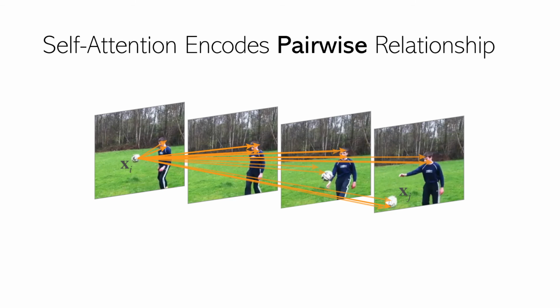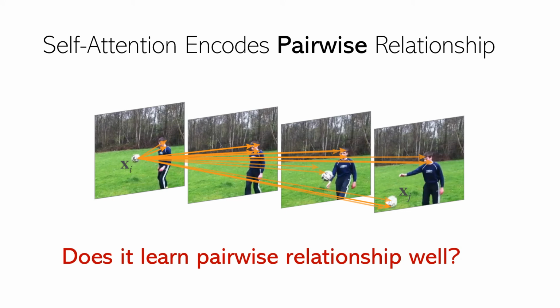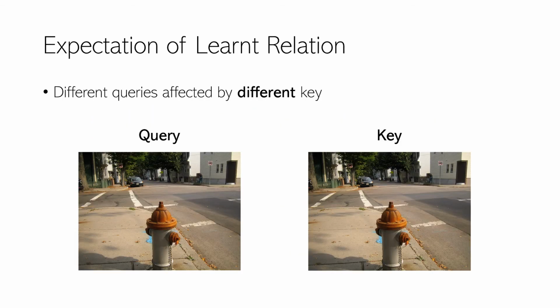In common understanding, the self-attention formulation models pairwise relationship. For example, please see this figure to model the dependency between pixel pairs. A natural question is, does it learn the pairwise relationship well? To learn meaningful pairwise relationship, we expect different query points to be affected by different key points.